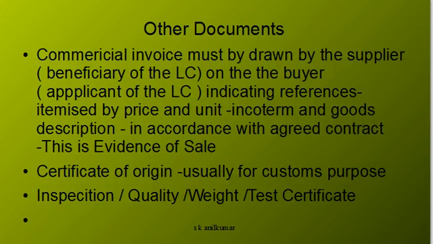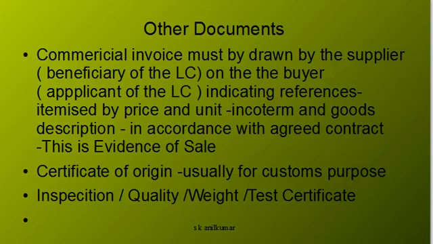What are the other documents that are used in international trade? The most important one is the commercial invoice, which is evidence of sale. It must be drawn by the supplier or the shipper, the beneficiary of the LC, and it will be drawn on the applicant or the buyer. It will indicate the itemized price, the unit price, the goods, the Incoterm applicable, the way of calculating the price, how much is payable now, all those things.